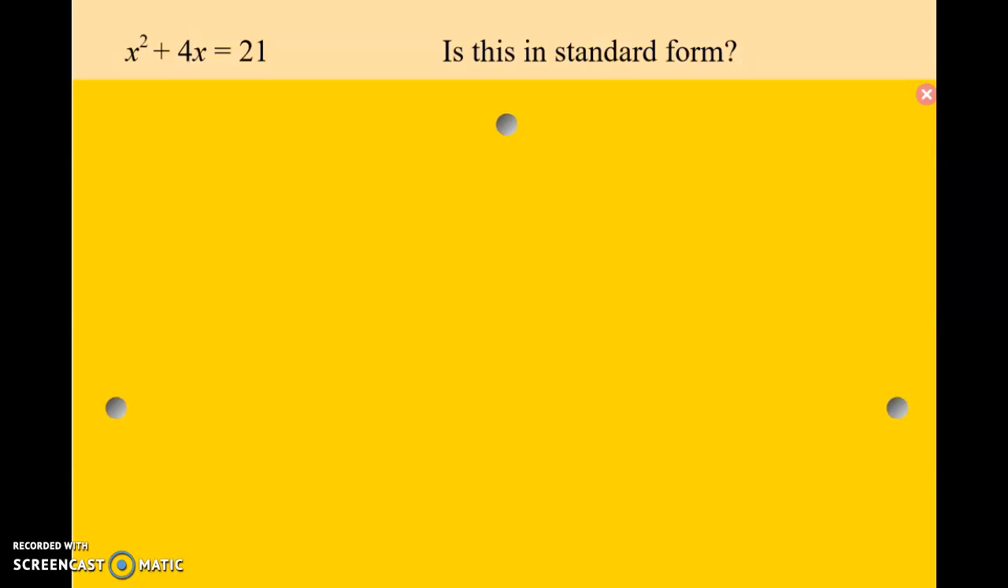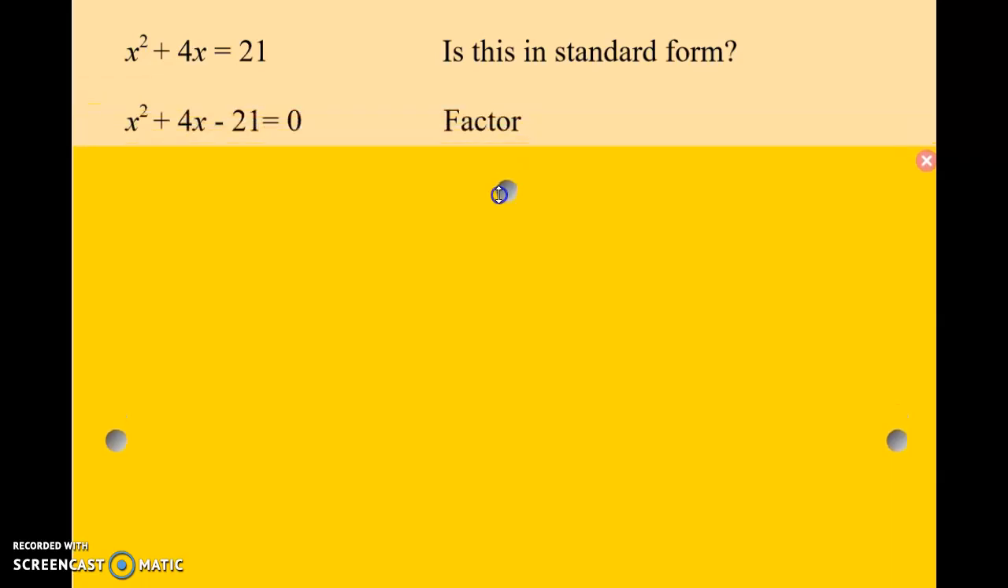Start with this one. Is this in standard form? Nope. And since it's not in standard form, we need to put it in standard form. So I move it so that I have all of my terms, my ax squared plus my bx plus my c, all on the same side, and I set the whole thing equal to 0. I did that by subtracting 21 from both sides.